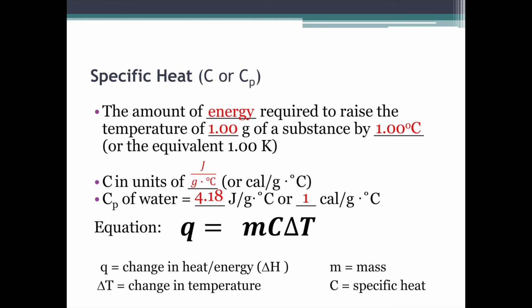So Q. Q is just the change in heat or energy. Sometimes we've seen this lowercase q as a delta H, sometimes I've written it out as just energy. It's just another form of chemical notation. The M in this case stands for mass, C is the specific heat, and delta T is the change in temperature. How do you calculate a delta T? Well, it's final minus initial, any change really.